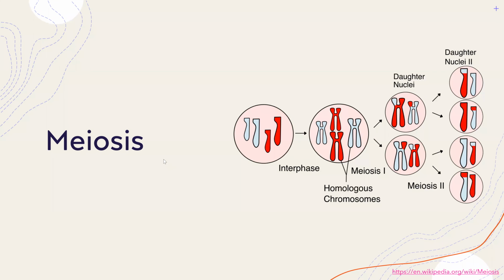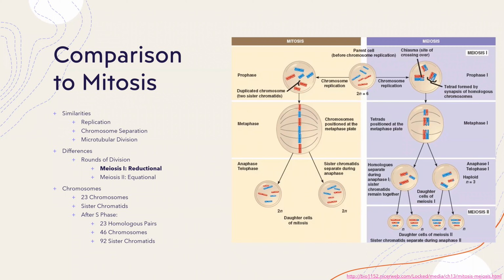So the first thing with meiosis is I want to compare it to mitosis, because there definitely are some similarities, but there are also some differences. So the similarities are that we have replication of the DNA before the cell starts dividing. We also have the genetic material, or the chromosomes, separating into the daughter cells. And we also have the mitotic spindle that sets up and divides cells in both mitosis and meiosis.